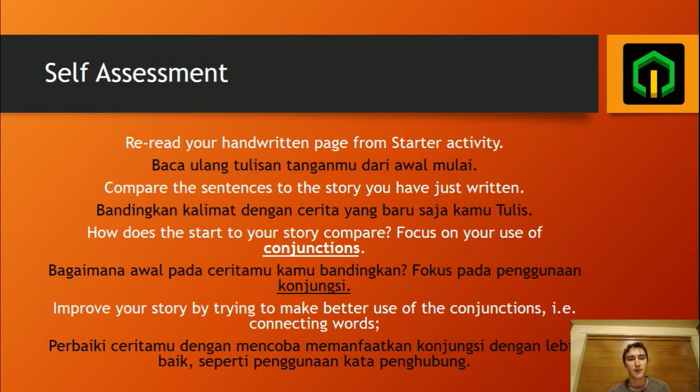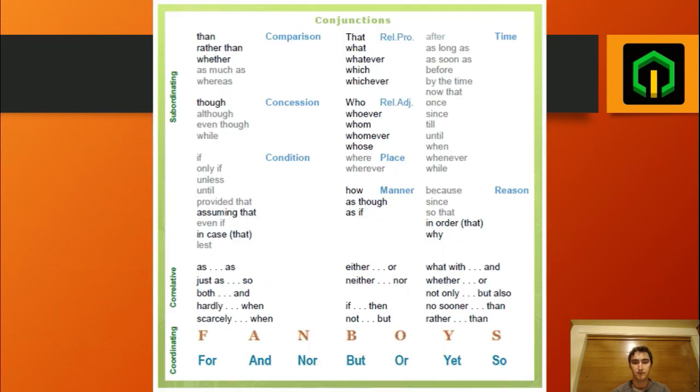Right, self-assessment. Reread your handwritten page from the starter activity from the novel. Again, compare the sentences to the story you have just written. How does your story compare? Focus on the use of conjunctions. Improve your story by trying to make better use of conjunctions, i.e. connecting words. And there's your list of conjunctions to try and help improve your story.